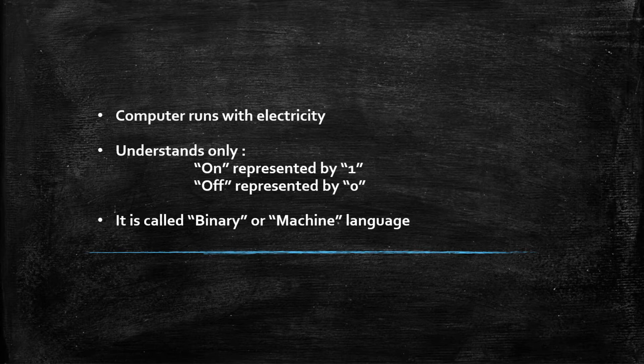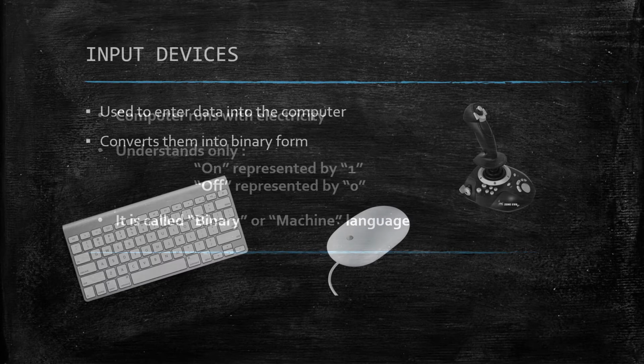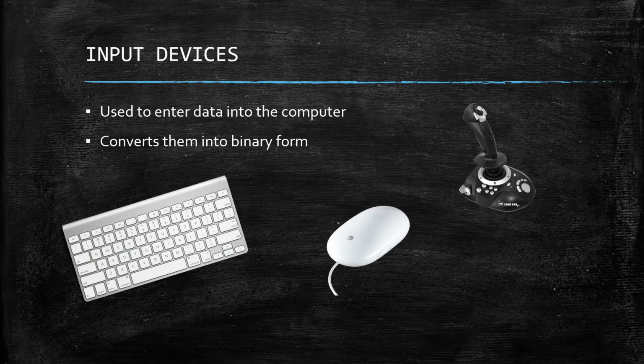So just like the brain communicates with electric signals, the computer also uses the same, which has two states: on, represented by 1, and off, represented by 0. We call it binary or machine language. We are going to learn about input devices.